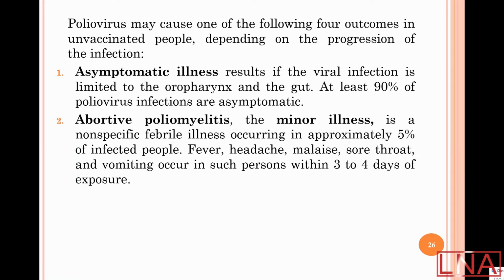Type number 2, abortive poliomyelitis or minor illness, is a non-specific febrile illness occurring in approximately 5% of infected persons. Fever, headache, malaise, sore throat, and vomiting occur in such persons for several days, usually a maximum of 7 days, approximately 3 to 4 days.